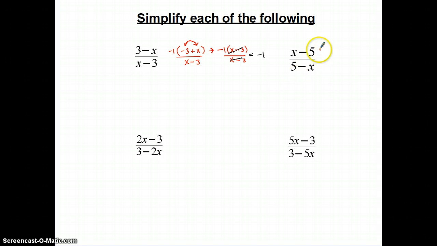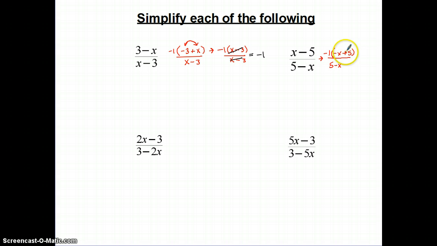In this second example, I again see I have a positive x and a negative 5, while in the denominator I have a positive 5 and a negative x. The numerator and the denominator are identical, except that the numerator has signs which are exactly opposite of the denominator. So again, what I'm going to do is factor out a negative 1. You may do this to either the numerator or the denominator. I'll go ahead and stay with the numerator since that's what we've been doing. Factoring out a negative 1 leaves me with a negative x plus 5, and the denominator has not changed.